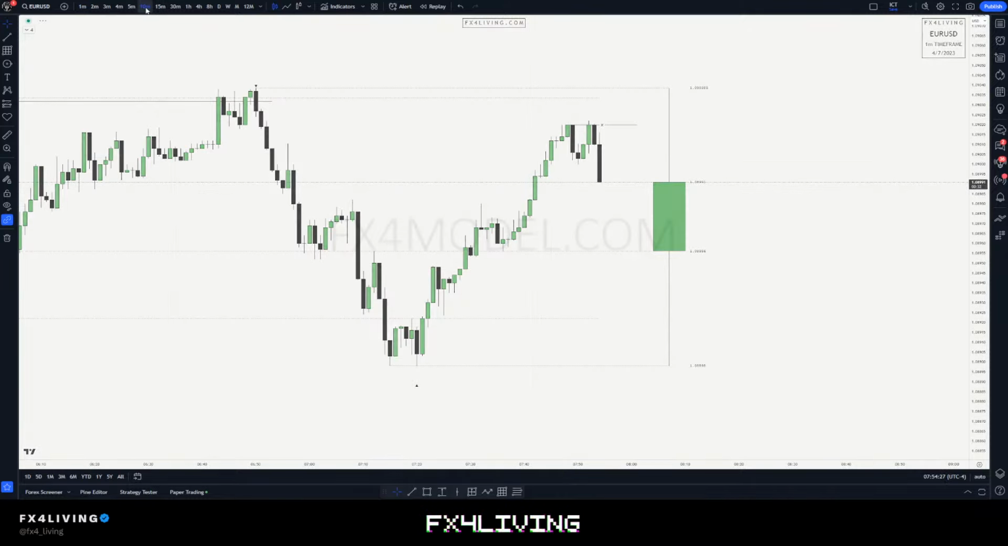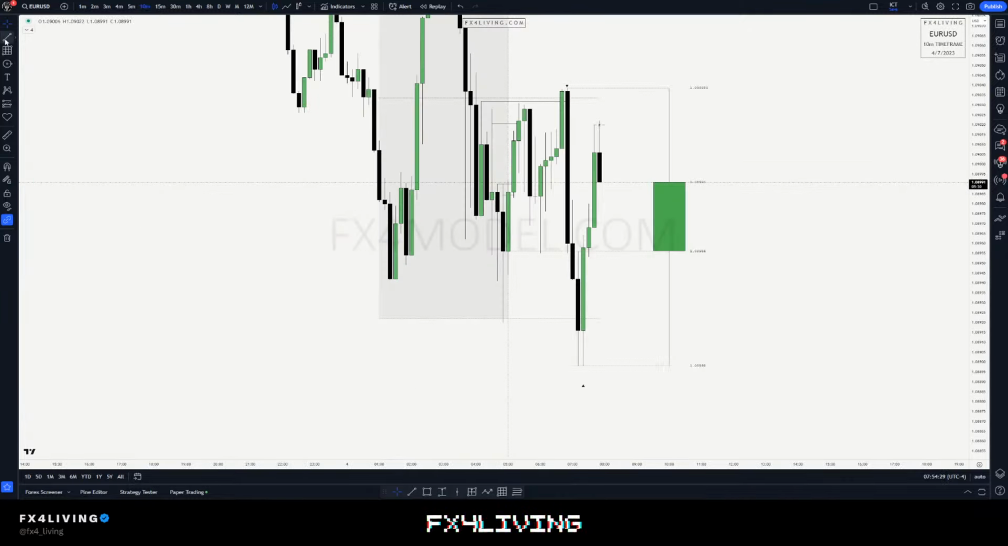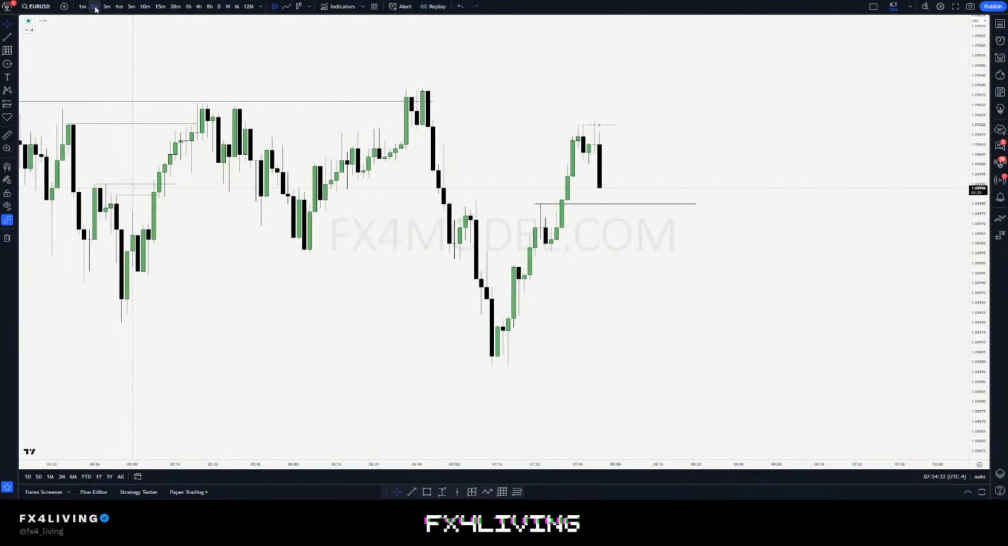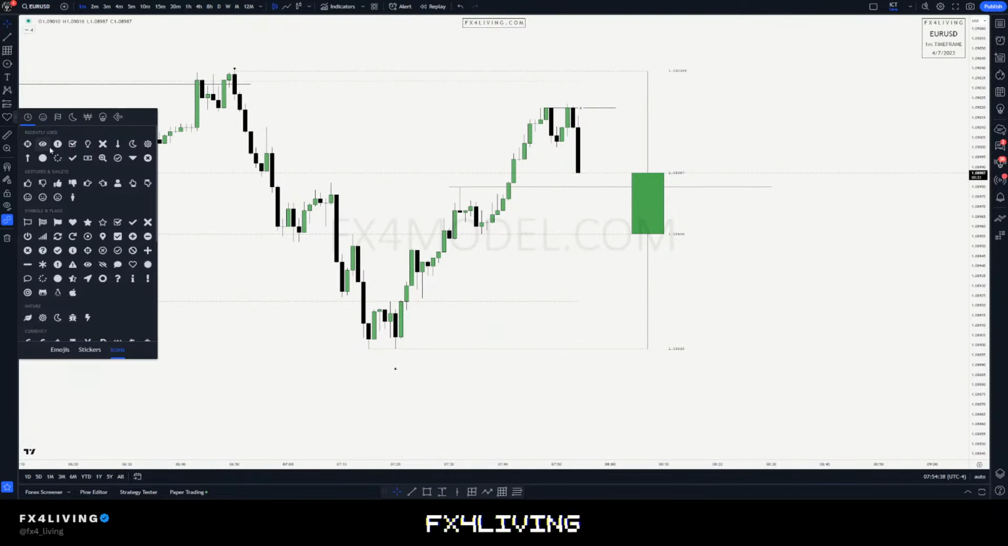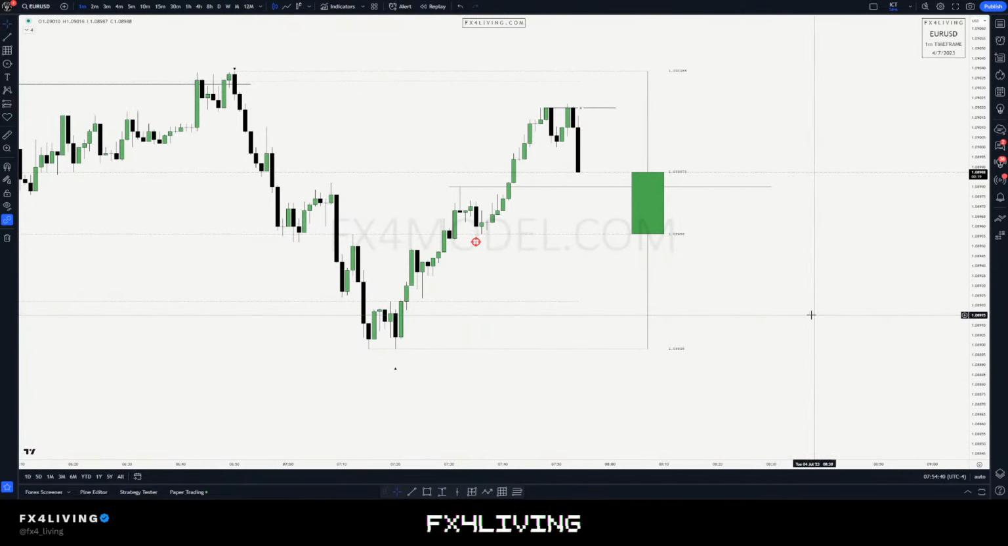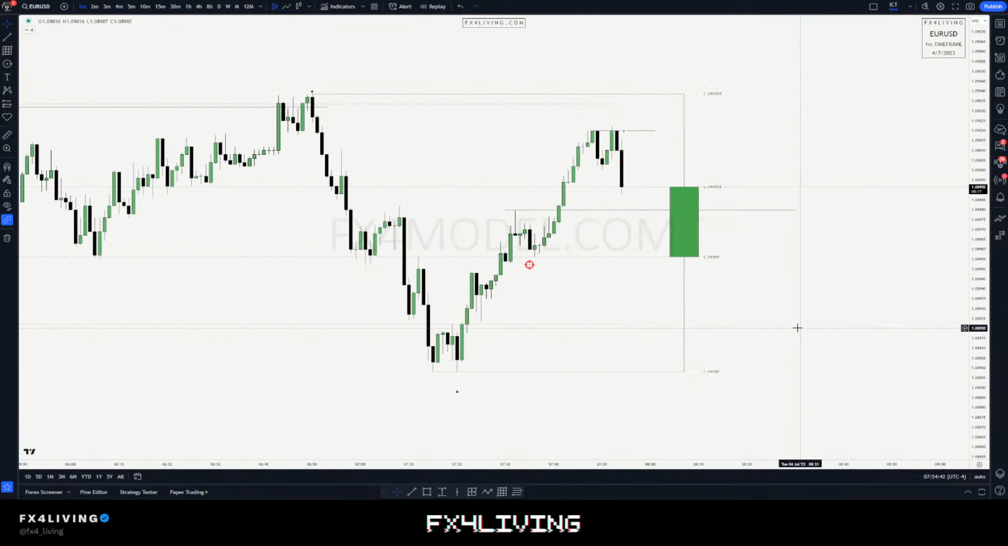It's gonna fill the imbalance in 10 minutes. You see that? So maybe if the price reverses from this point, it might be okay. But I think we're gonna go for those lows right now. I have that in mind.